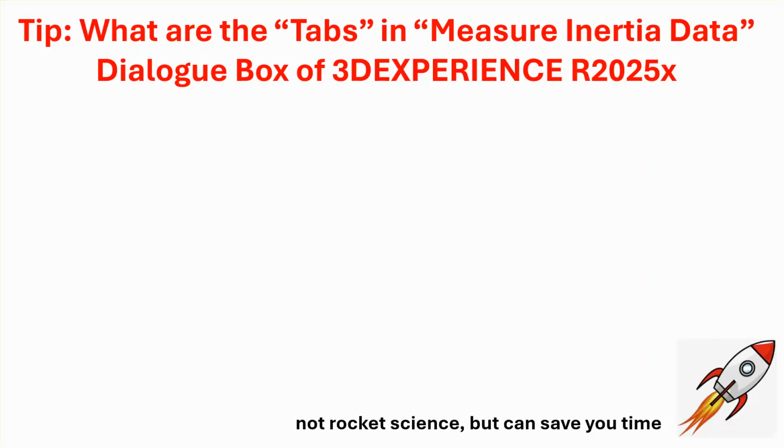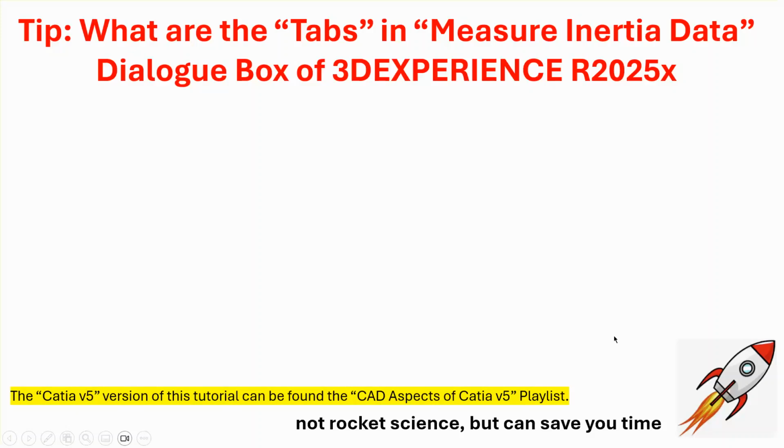Good day, people. In this tutorial, I want to say a few words about the Measure Inertia data icon that appears in the 3D Experience's CAD workhorse, which is actually the CATIA program. In that dialog box, there are several tabs, and we're going to discuss that in a few minutes. The strictly CATIA V5 version of this tutorial can be found in a playlist in my channel called CAD Aspects of CATIA V5. Okay.